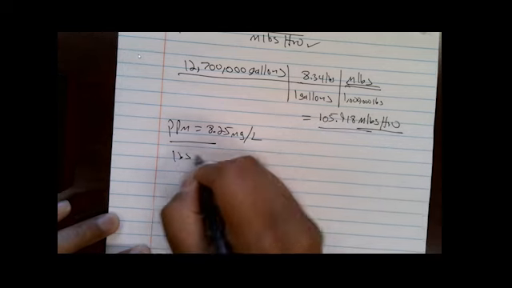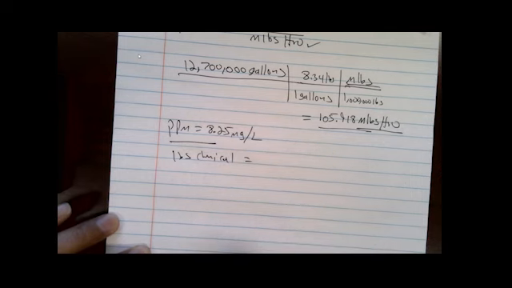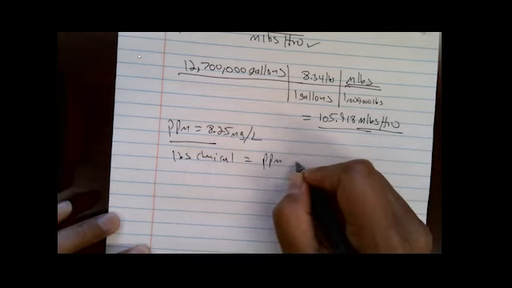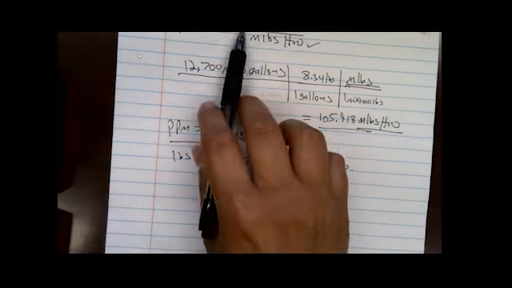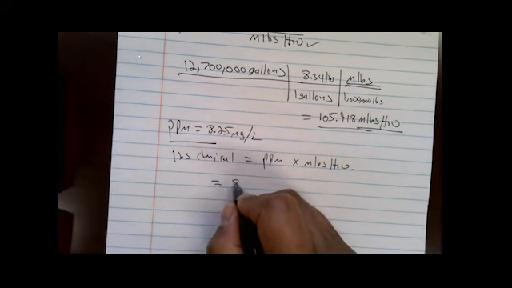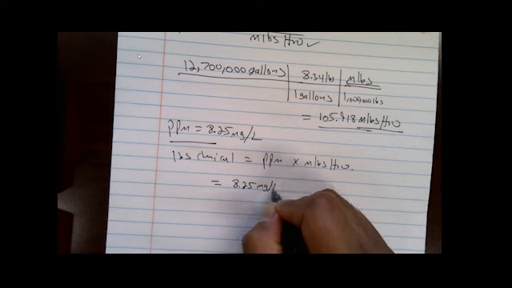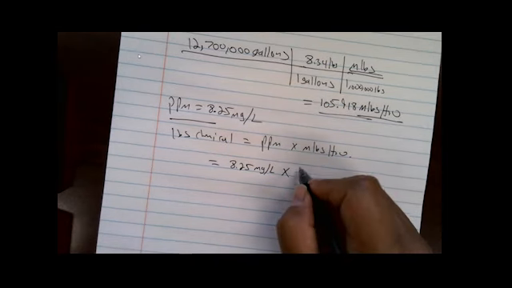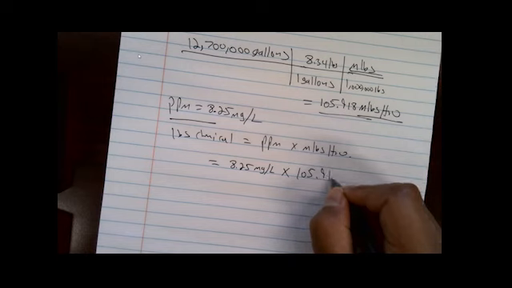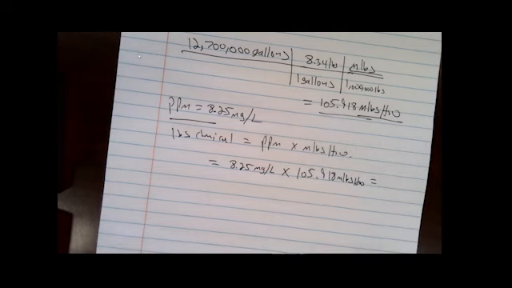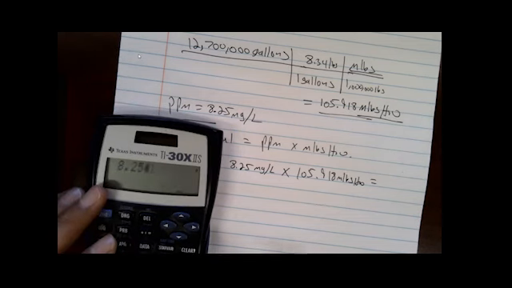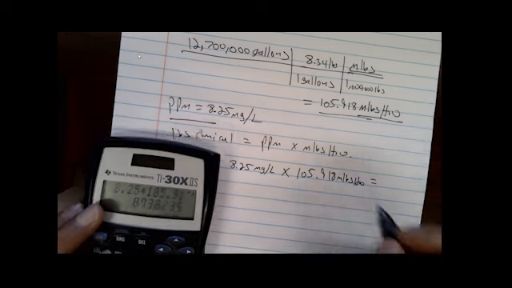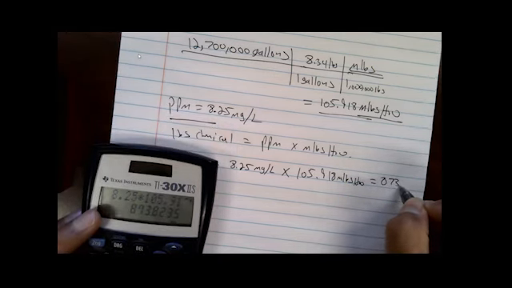Let's use our pounds of chemical equation, right? Pounds of chemical equals part per million multiplied by million pounds of water, right? So we can find our pounds of chemical. We have our part per million, 8.25 milligrams per liter, multiplied by the million pounds of water, 105.918 million pounds, right? 8.25 multiplied by 105.918 gives us 873.82.